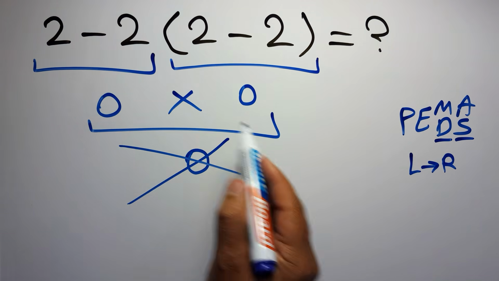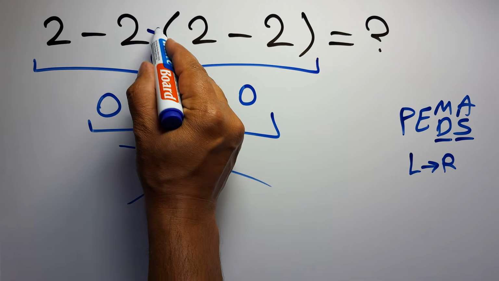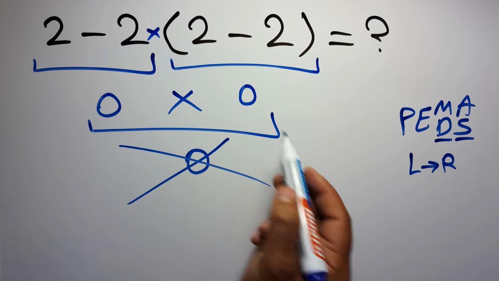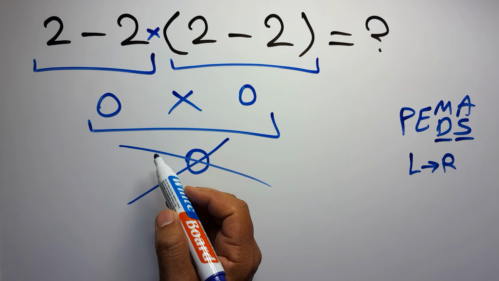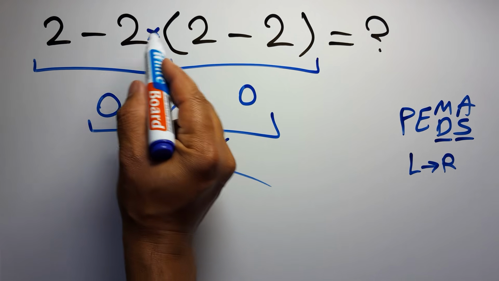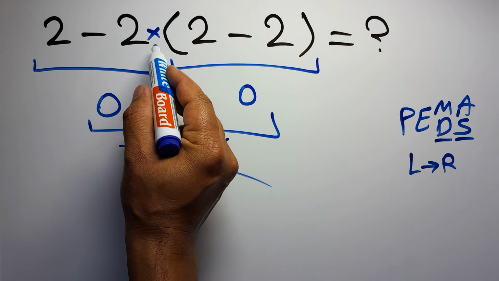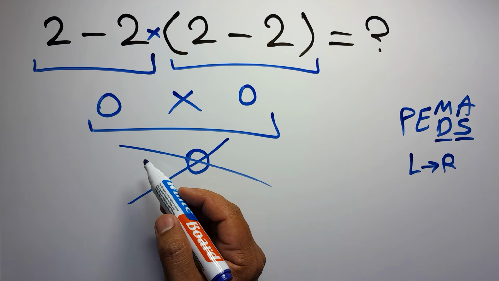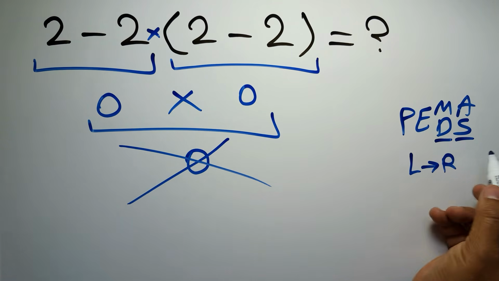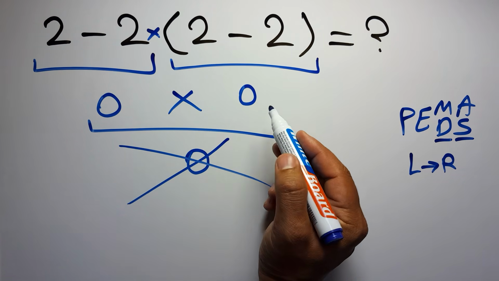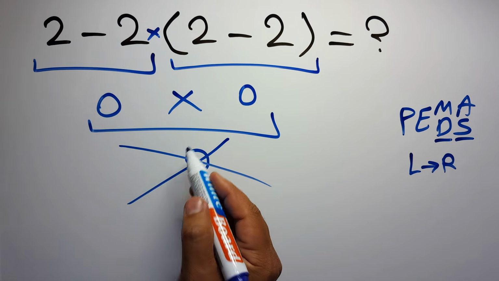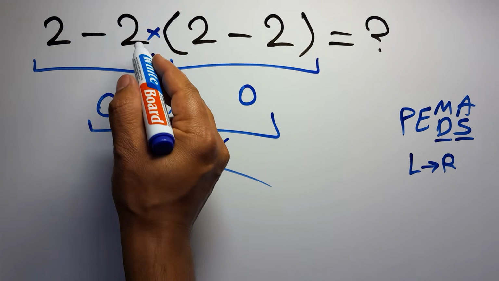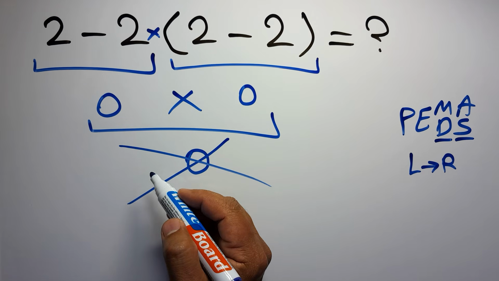In this expression, we have one subtraction, one multiplication, and one parenthesis. Inside this parenthesis, we have one subtraction. Here we have a multiplication, because in mathematics, when a number is placed next to parentheses, it means multiplication, and we usually don't write the multiplication sign for brevity. Okay, so according to PEMDAS, first we have to do this parenthesis, then this multiplication, and finally this subtraction. If we do this subtraction before this multiplication, it is wrong.